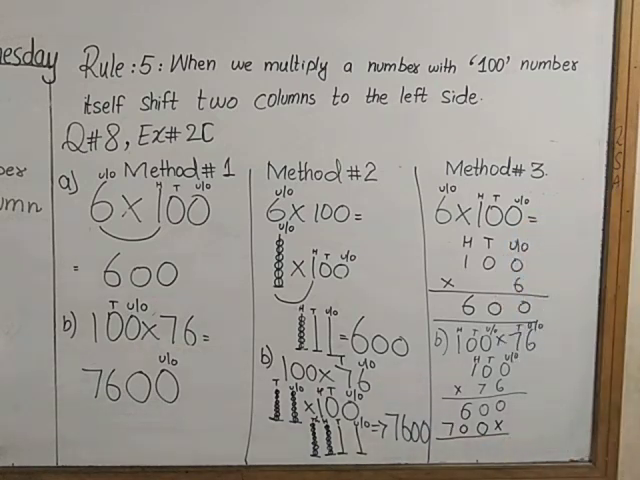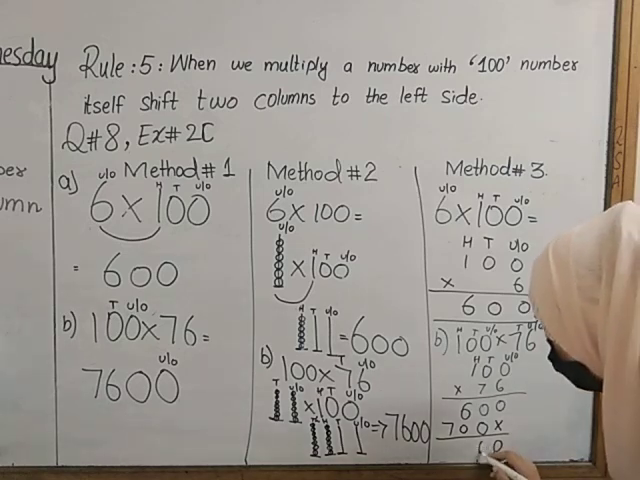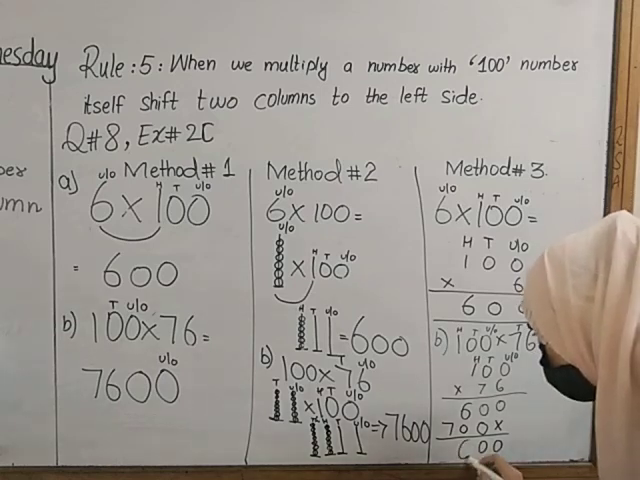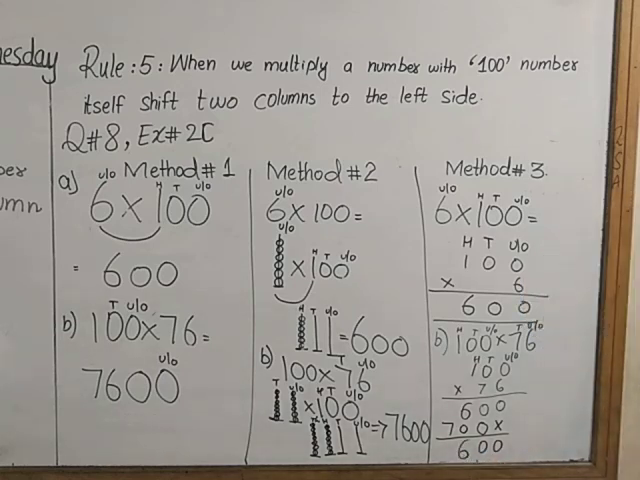Now we are going to add the numbers. First is 0 plus x. 0 plus 0 is equal to 0. 0 plus 6 is equal to 6. 0 plus 7 is equal to 7. So the answer of methods 1, 2 and 3 is the same. You can use any of the methods 1, 2 and 3 in your question number 8 of exercise 2c.